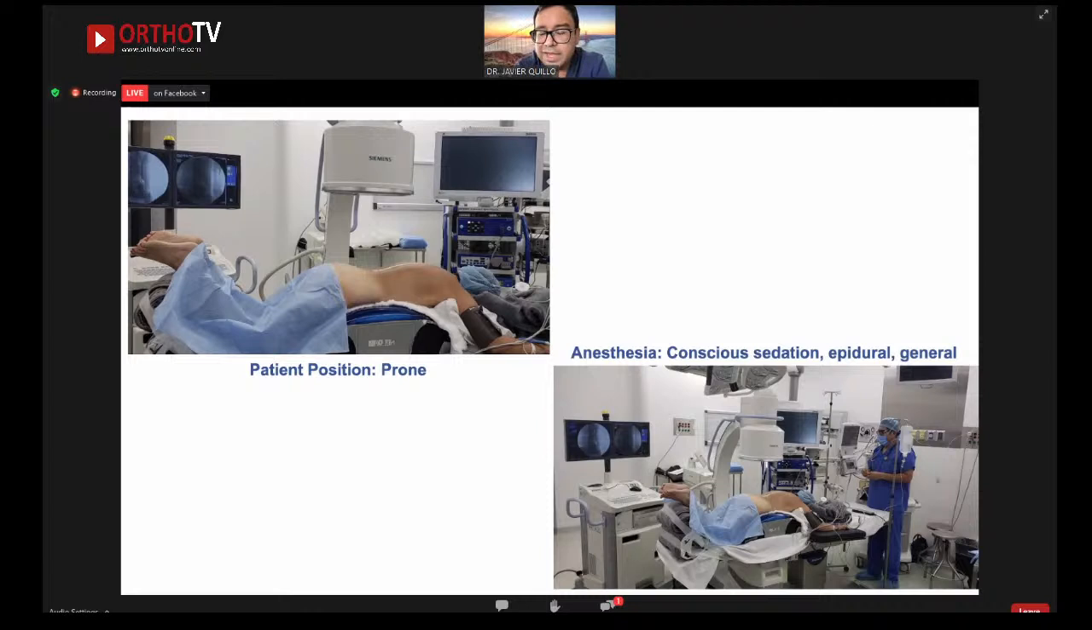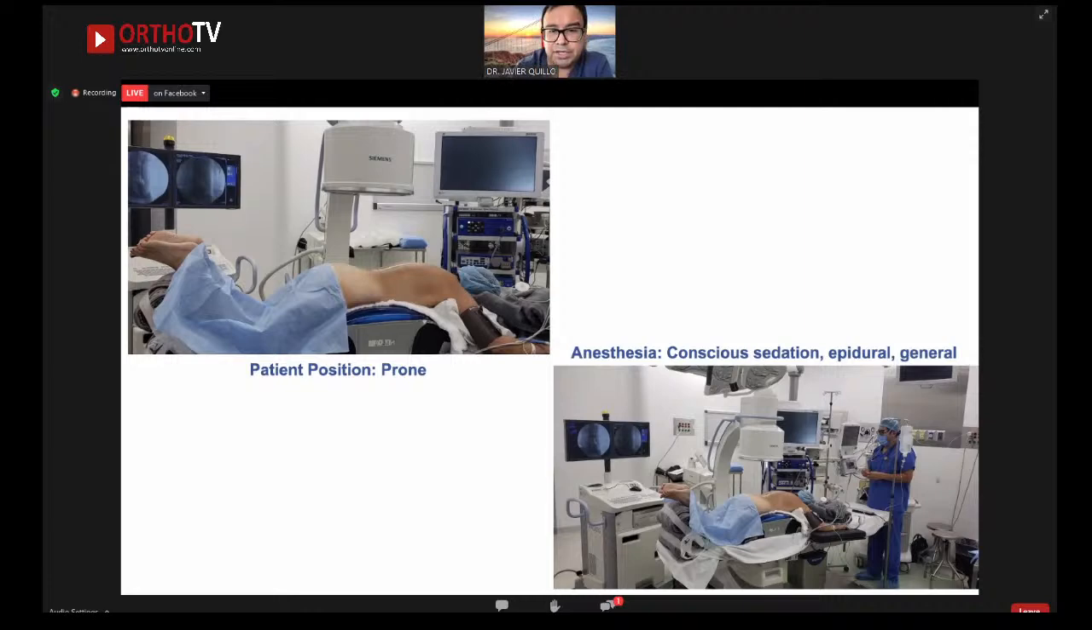The anesthesia depends on the skills of the surgeon. If the surgeon is a very highly experienced doctor and the surgical time is shorter, or the learning curve is advanced, maybe conscious sedation is enough. But if you are not at that point, you can try with epidural or general anesthesia. Even some other doctors use neuromonitoring during the surgery, and it's correct. Everything is correct if the patient is safe during the surgery.